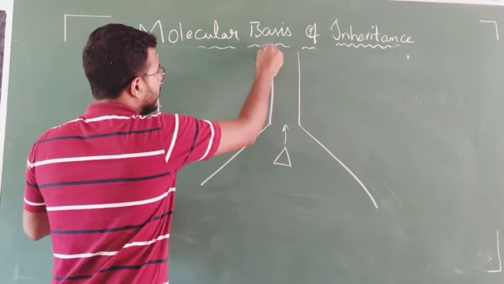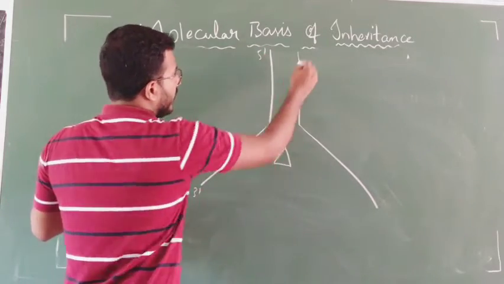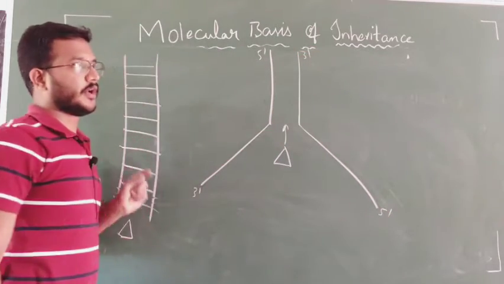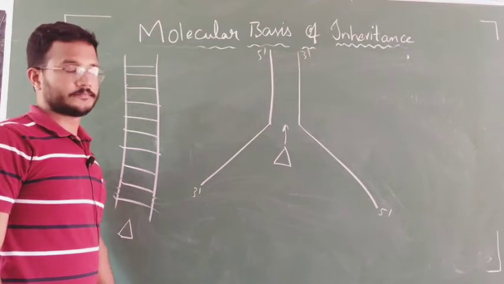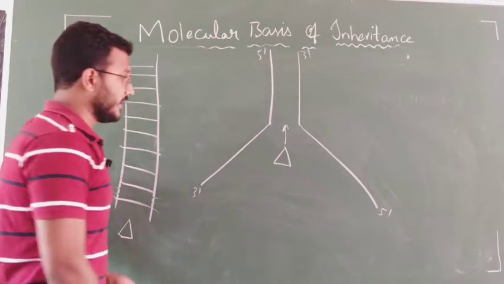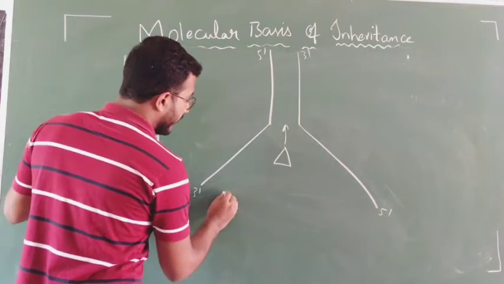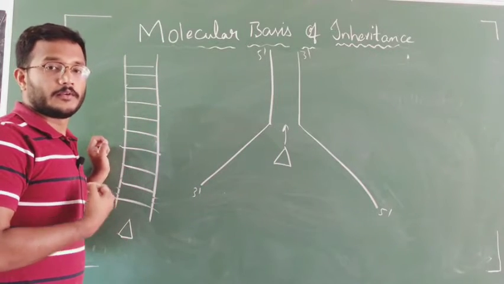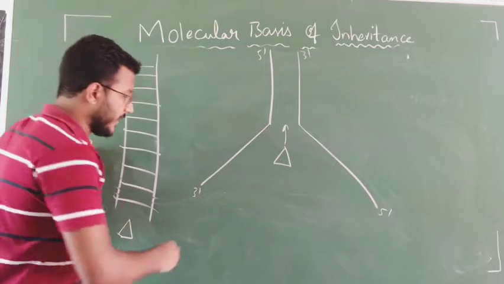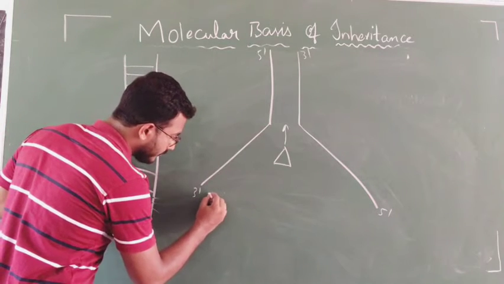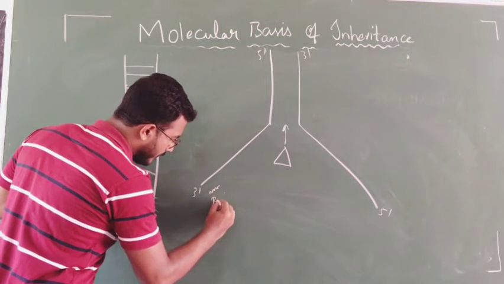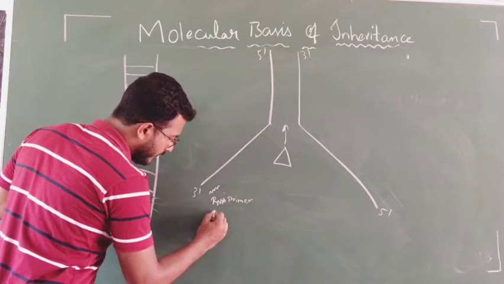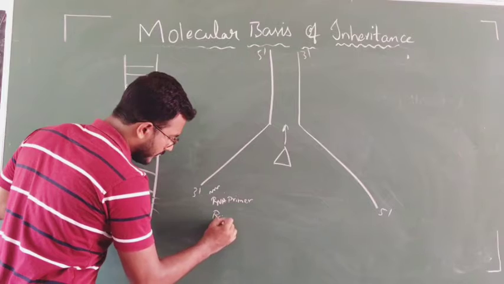So this is the 5 prime, this is the 3 prime, and this is the 3 prime, and this is the 5 prime. This is the polarity of the DNA molecule. Now the DNA polymerase cannot start its function on its own. It needs some primitive or initiation factor. So that factor is the RNA primer, given by the enzyme primase.